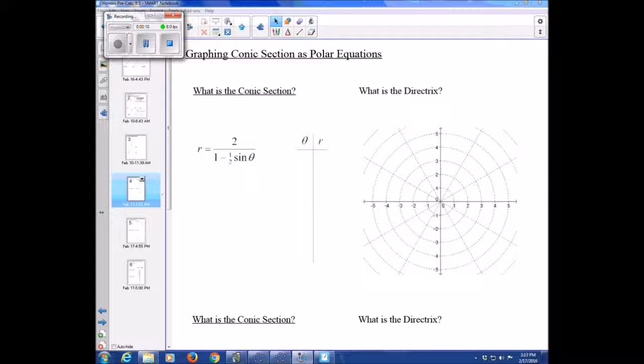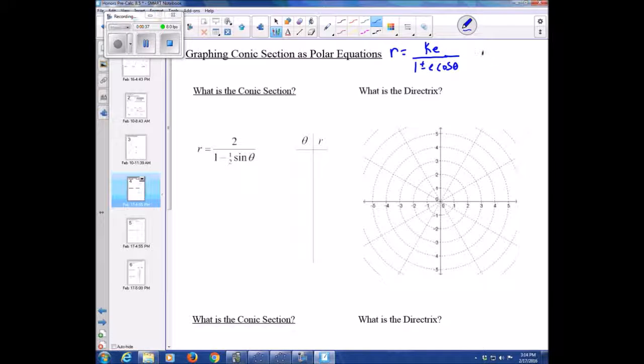Hey guys, in this video we are going to look at graphing some conic sections on the polar plane. We could define any conic section on the polar plane with a vertex at the origin opening vertically or horizontally with equations that look like this: r equals ke over 1 plus or minus e cosine theta, or r equals ke over 1 plus or minus e sine theta.